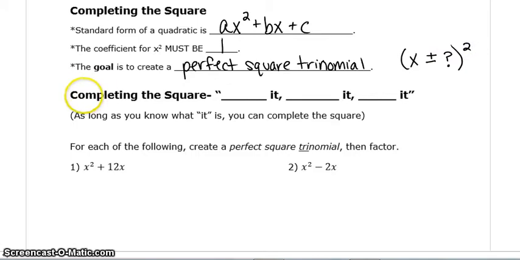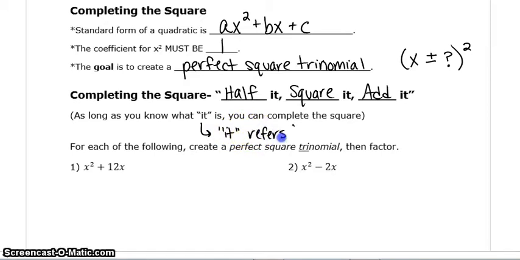The way that I want you guys to remember completing the square, to remember the process, is half it, square it, add it. So as long as you know what it is, you can complete the square. So what does it refer to? Well, it refers to the b value. So what that means when I reference the b value is the number or the coefficient that's in front of our x term in our expression. So b could be positive, b could be negative. It depends on the sign, obviously, that's in front of the x term.